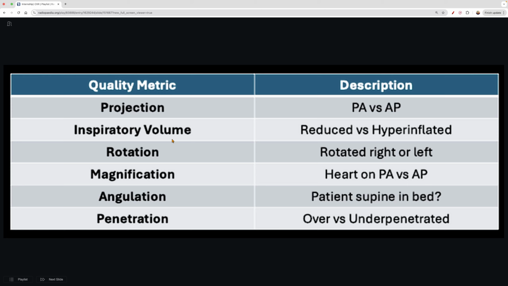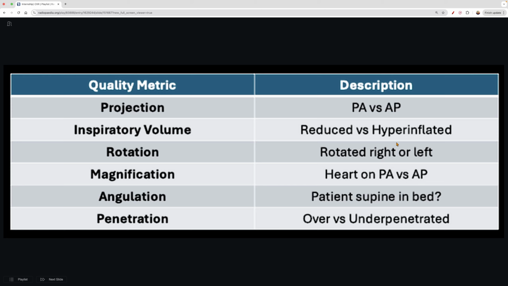Inspiratory volume, it could be reduced or hyperinflated, and that's going to change how the pulmonary vasculature appears. It will appear more crowded in a reduced inspiratory volume. Rotation depends on the patient's positioning. Sometimes for patients in the ICU, patients getting an AP image, they'll be positioned in bed.